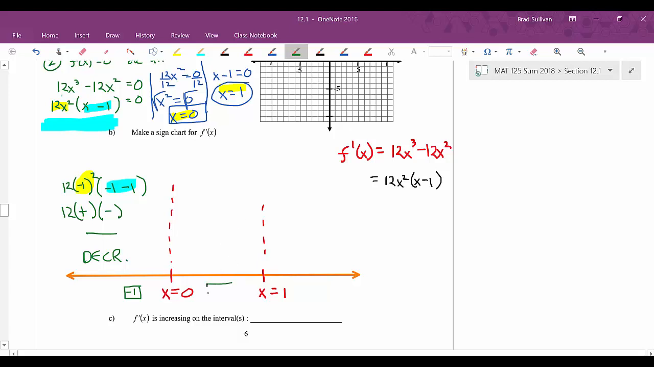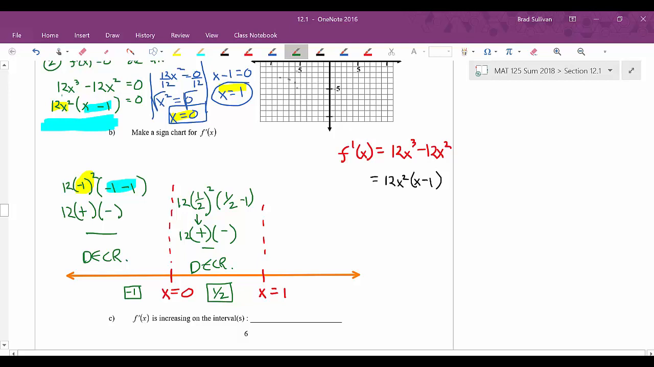Okay, now in here, let's go with 1/2. Okay, don't be intimidated by fractions. We're just going to go 12 times a half squared. You don't even have to work that out. And then 1/2 minus 1. So everywhere you see an x, plug in the critical value. We'll see that's a positive. So you have a positive 12 times a positive number. And then a half minus 1 is negative. So you have 12 times positive times negative. That's a negative result. That also means the function is going to decrease.